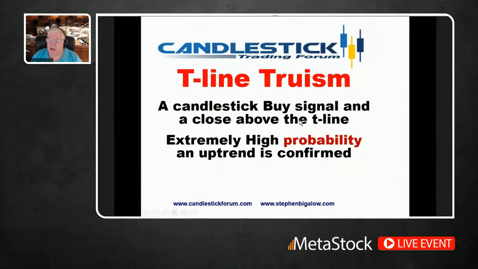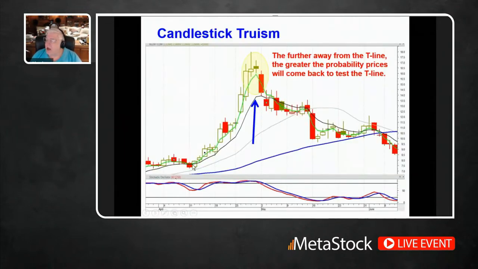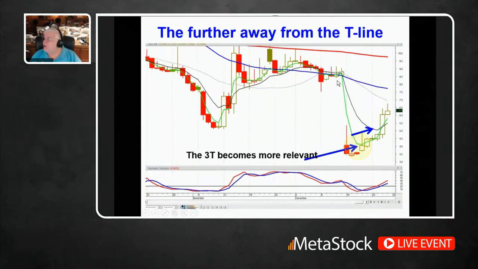There's a caveat to this. The caveat is the further away you move from the T-line, the higher the probability it's going to come back and test it. Same thing on the downside. The further away you move from the T-line, the higher the probability it's going to come back and test it. So knowing that, you start seeing reversal signals way down here, you start taking profits because you know at least the first target is coming up to this level.